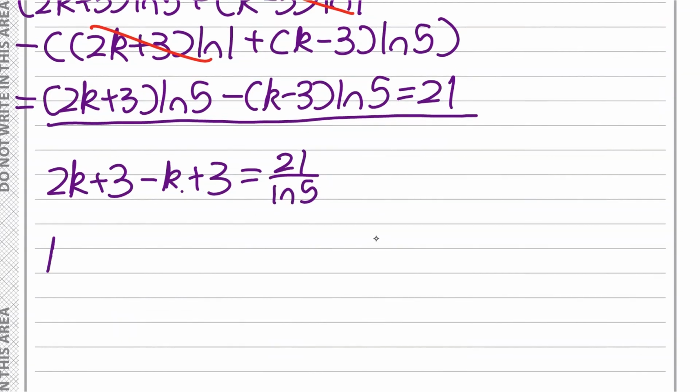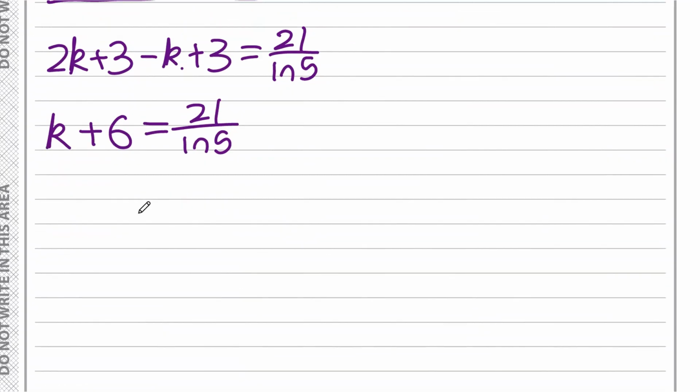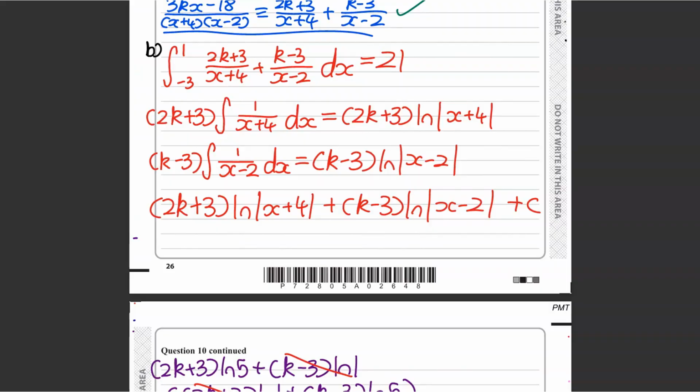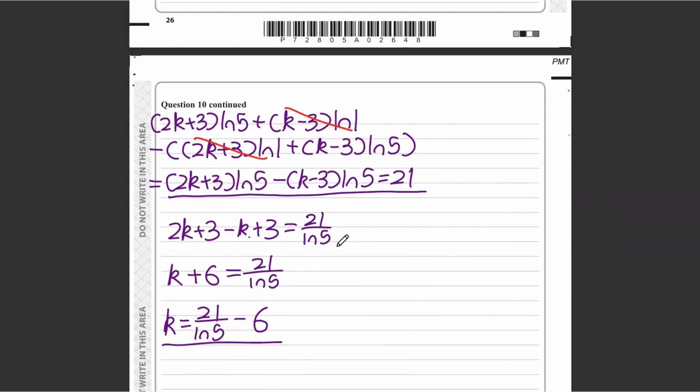2k minus k is k, and then 3 plus 3 is 6, and this is equal to 21 over the natural log of 5. Then if we take away 6 from both sides, we'll get that k is equal to 21 over the natural log of 5 minus 6, and this here is the value of k. Okay, so this is worth 4 marks. You get 2 marks for integrating it into this format here, another mark for getting it into this format, and another mark for getting k equal to this.